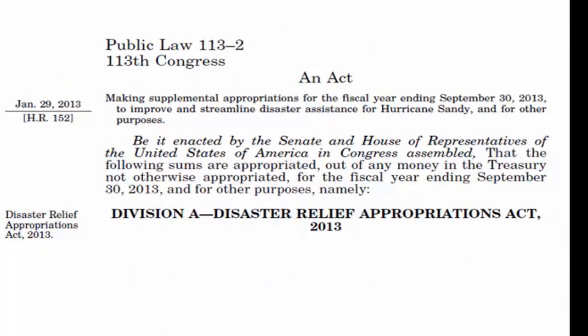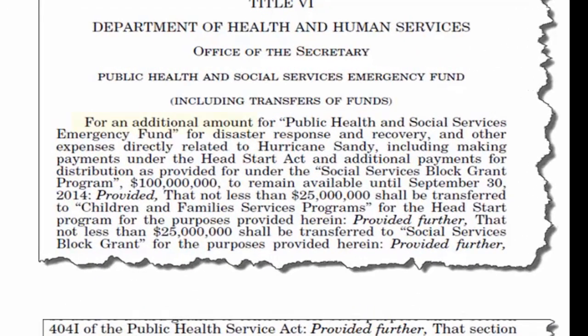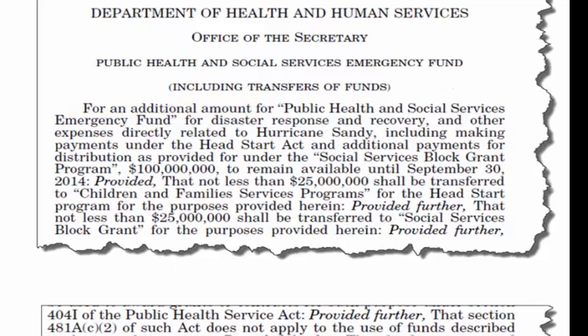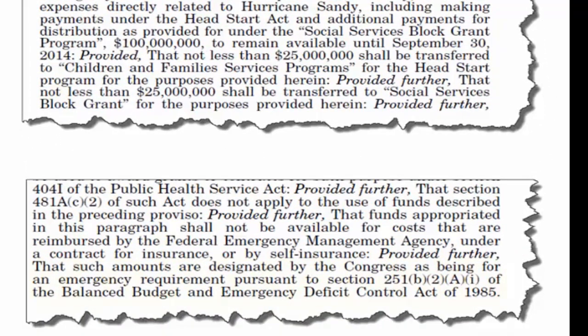The last example is the Hurricane Sandy supplemental. Note the language making supplemental appropriations and the familiar statement of appropriations. Here is a supplemental appropriation for the Public Health and Social Services Emergency Fund. Note the for an additional amount language. In this bill, the designation of an emergency requirement appears at the end of the unnumbered paragraph.